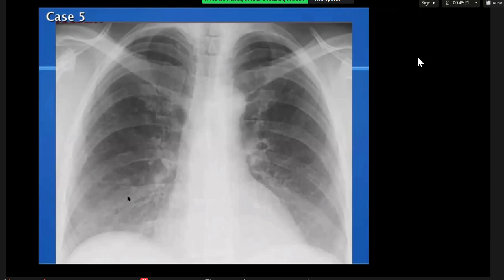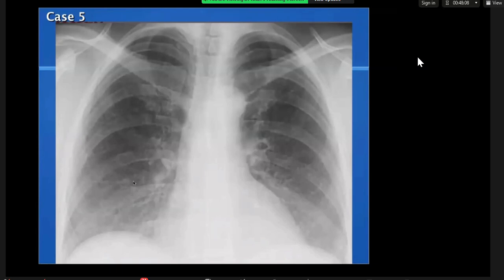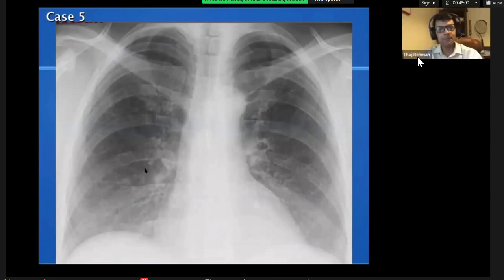The previous radiograph was the previous case. It's the same patient's X-ray, the acute hypersensitivity pneumonitis. Okay. So this is a different presentation depending on the stage: acute, subacute, and chronic. Very good. This is subacute. Yeah, this is subacute.